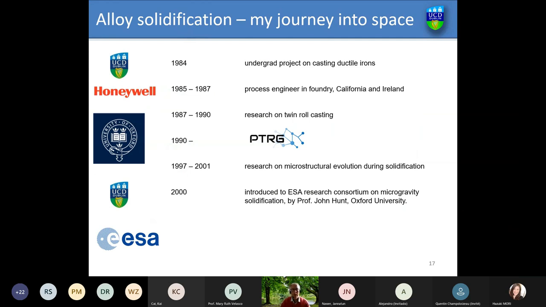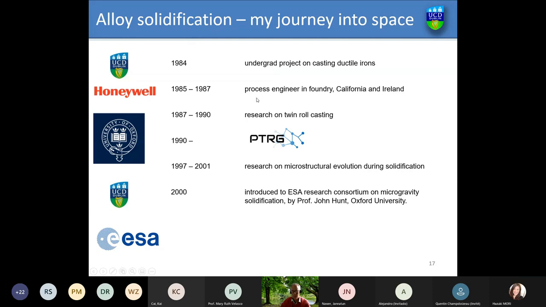Which brings me to my own journey, not so much into space, but into space research. And Hazuki did ask us to explain how long we'd been involved in this and how we got into space research or microgravity research. Well, mine started way back in 1984. I had an undergraduate project on casting of ductile irons at UCD Dublin with a visiting master's student from Tanzania who was developing a foundry there for casting of automotive components for off-road vehicles. Then I became a foundry engineer in Honeywell for a couple of years.